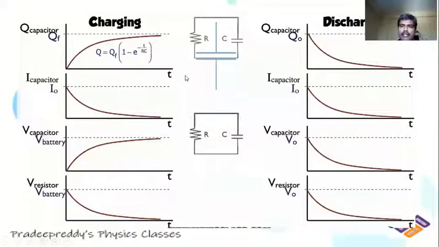As we have already discussed, during discharge, all graphs you will be getting the same way. Charge decreases from the final value exponentially to 0. Current decreases from the final value to 0. And voltage also decreases to 0. Voltage across the resistor also decreases to 0. So all graphs are similar in case of discharge.